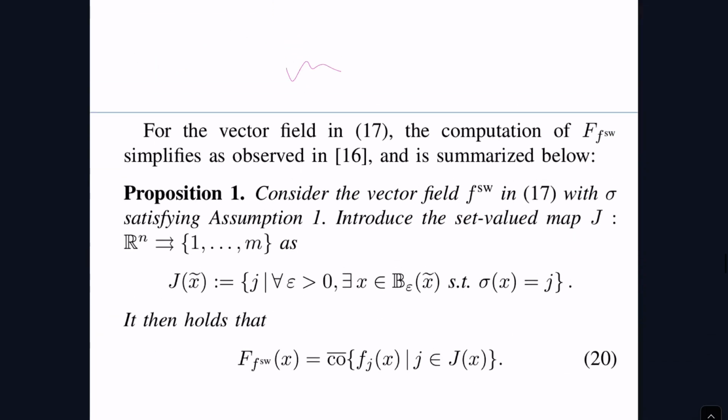We're getting very, very close to the end. For the vector field, the computation of the sets basically simplifies, as observed. This is a reference. All right, consider the vector field. This was a vector field with switching mechanism. We introduce the set-valued map J. Again, with two arrows, we have that set-valued map.